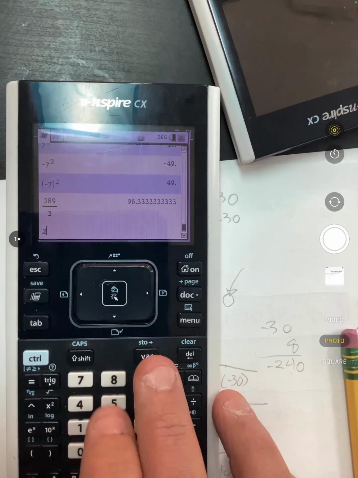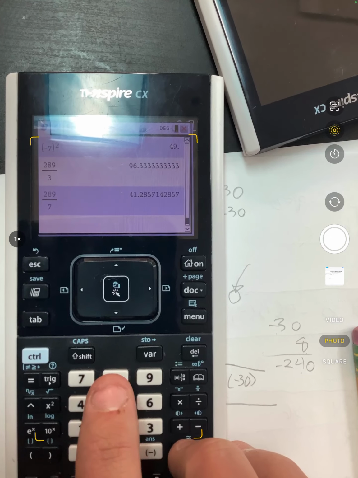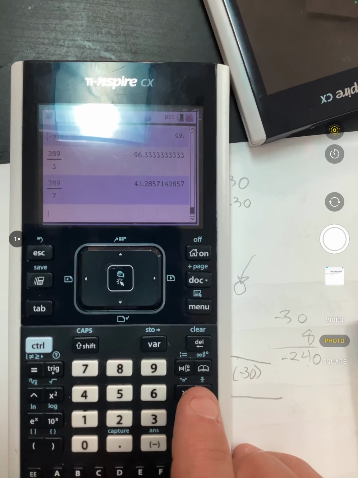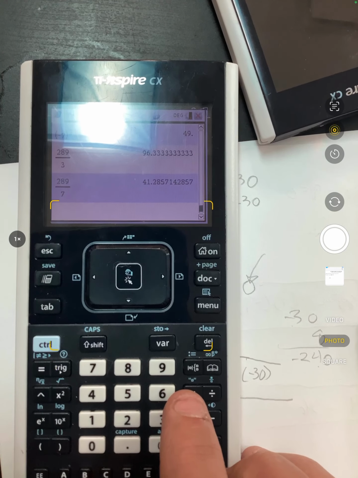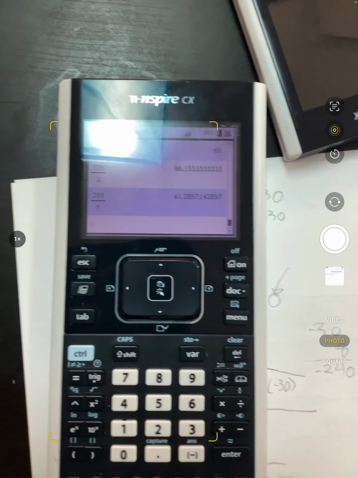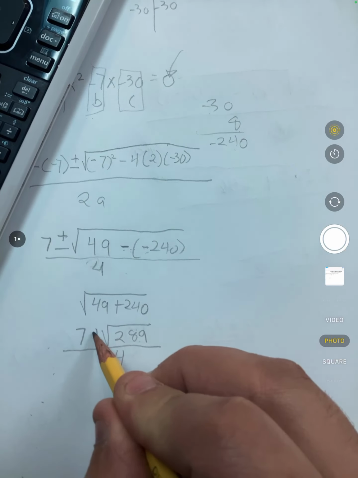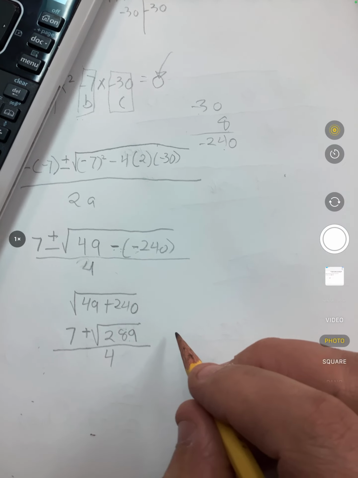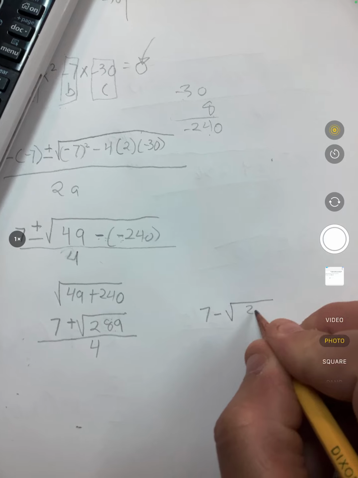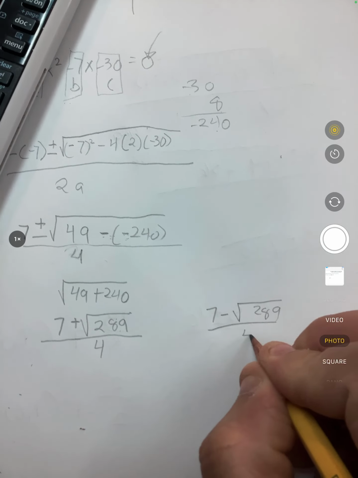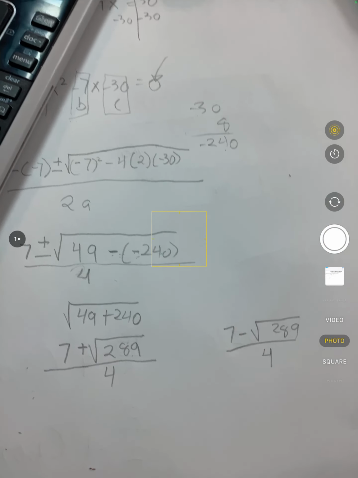So I'm going to make a guess here about 289 being divided by 7, and let's see what happens. No, it's not 7. It's not 9, because 9 is a multiple of 3. So 289, I don't think it has any factors. So in this case, it would be 7 plus the square root of 289 over 4, and 7 minus the square root of 289 over 4. And that would be the answer to this one.